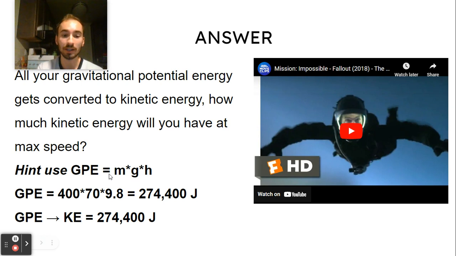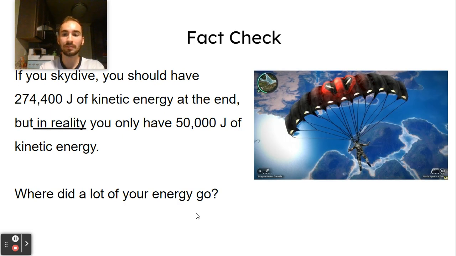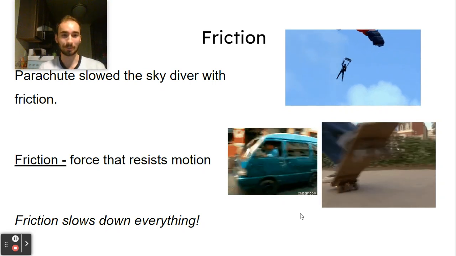If you calculated it right, you'll get a very big number. 400 times 70 times 9.8, 274,000. So in theory, all your energy from gravity could go into picking up speed. But in reality, that's not what happens. If you skydive and you calculate it, you got 274,400 joules of potential energy that gets converted to kinetic, but in reality, you only have like 50,000 because a lot of your energy went into friction.